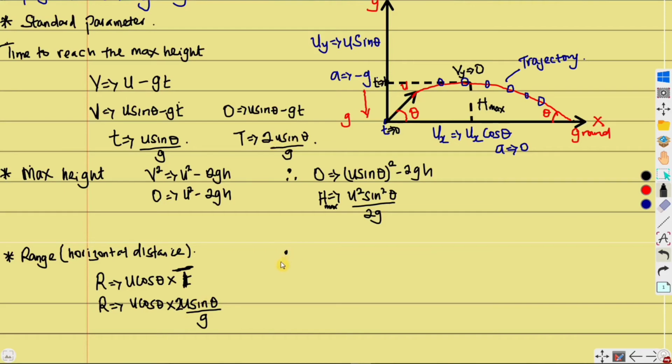Now, from your trigonometry, you know that 2 sine theta cos theta is the same thing as sine 2 theta. Let me just help you write that. Since 2 sine theta cos theta from your trig ratio, and if you don't know, there's a first time for everything, is equal to sine 2 theta. So you can conclude that 2 sine theta cos theta is now changing to sine 2 theta. So what I have now is range equals, you can see here we have u times u, that is u squared, sine 2 theta divided by g.